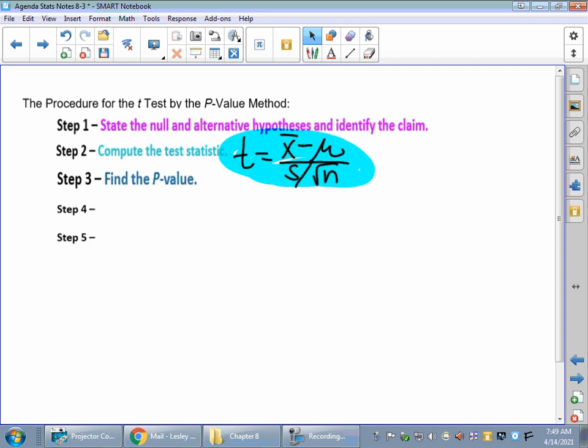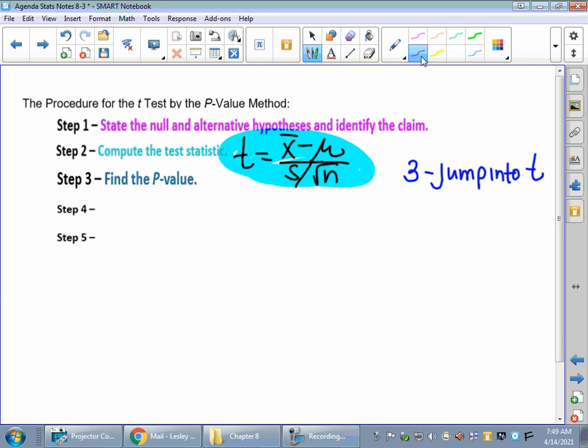Step 3 then is to find the p-value. This is the interesting part. This is where we jump into the t-table, and it is very imprecise. With t's, it's not my favorite method to do the p-value because I like things to come out very clear. We know exactly what the p-value is. It's very imprecise, but we'll look and see so you can see what's going on.